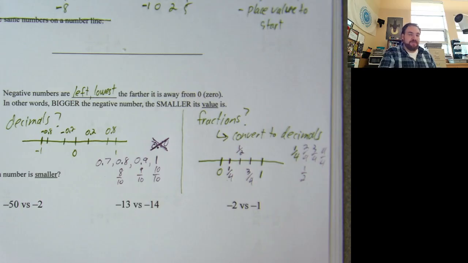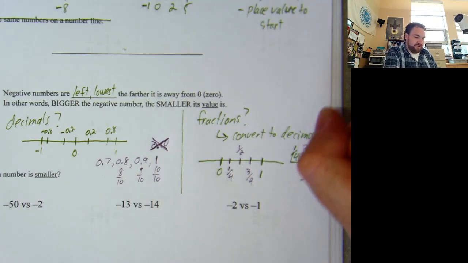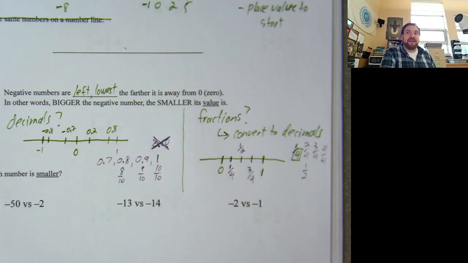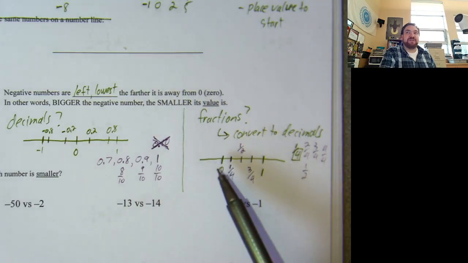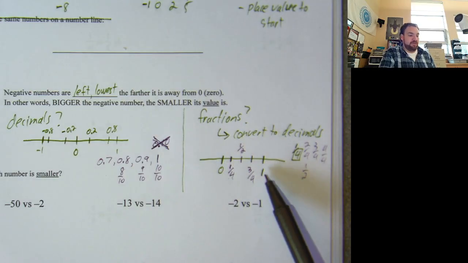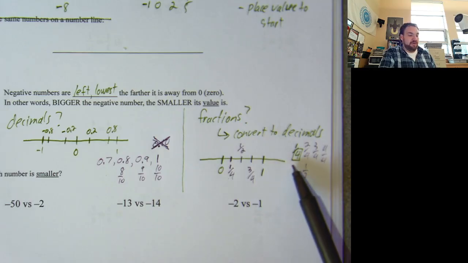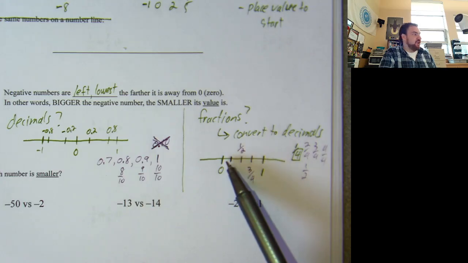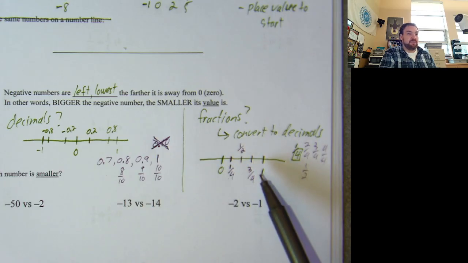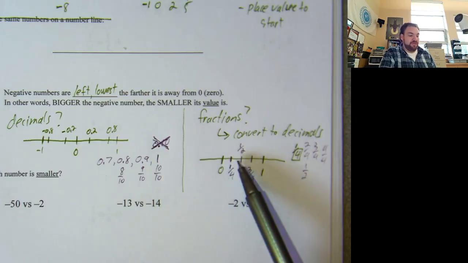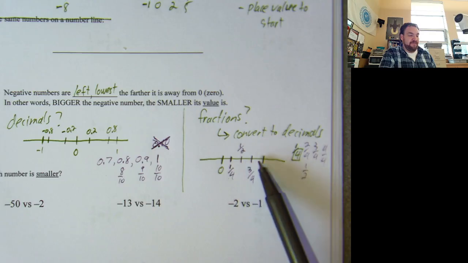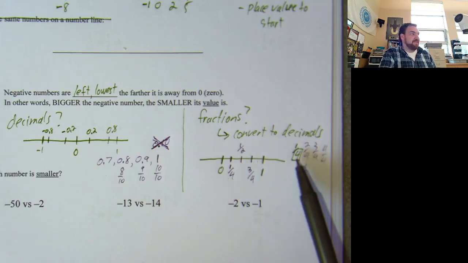Look at the relationship between the value in the denominator and the spacing between 0 and 1. How many chunks did I break up the interval from 0 to 1 into? There's 1, 2, 3, 4 chunks. And I'm dealing with fourths. So that's literally what the fraction's about.